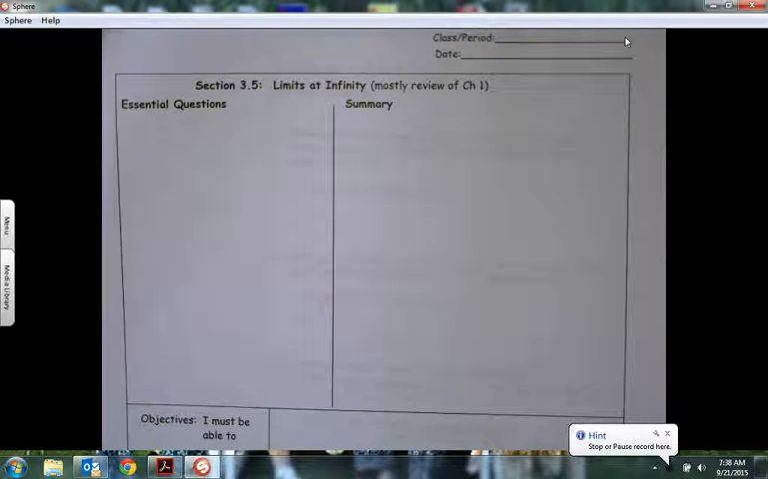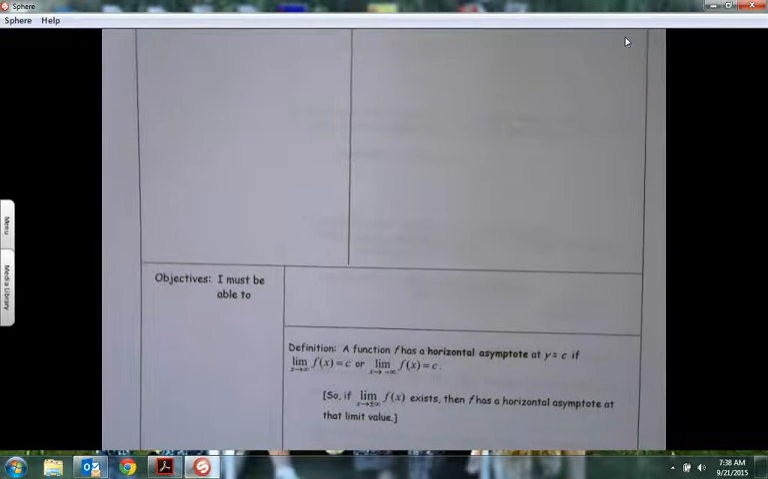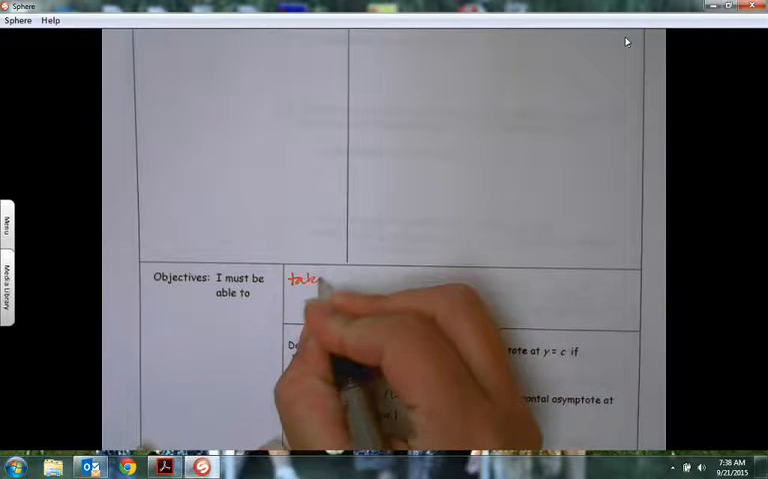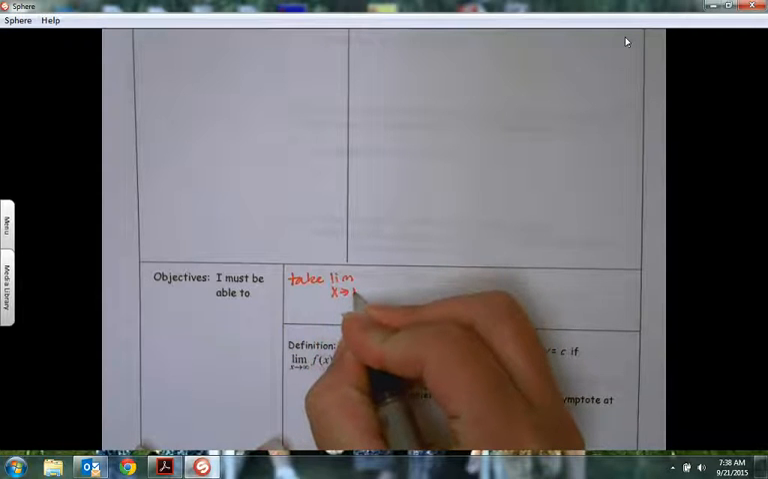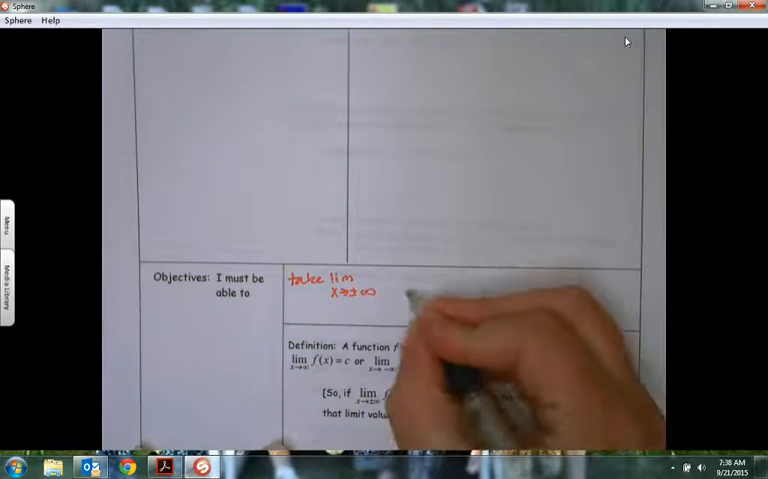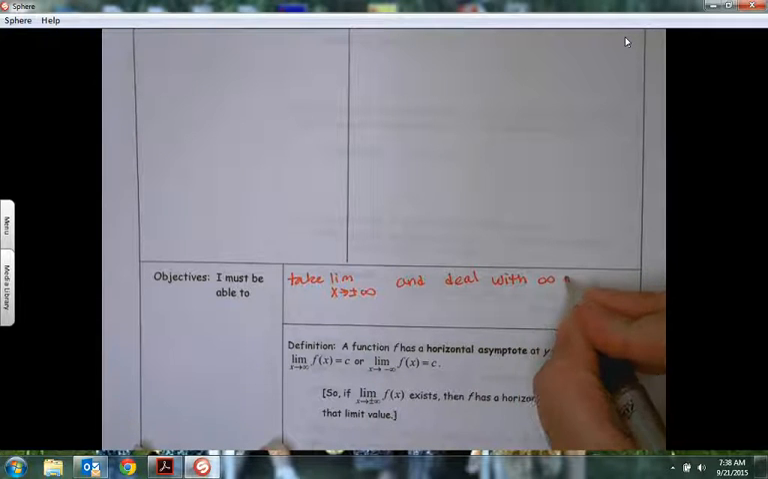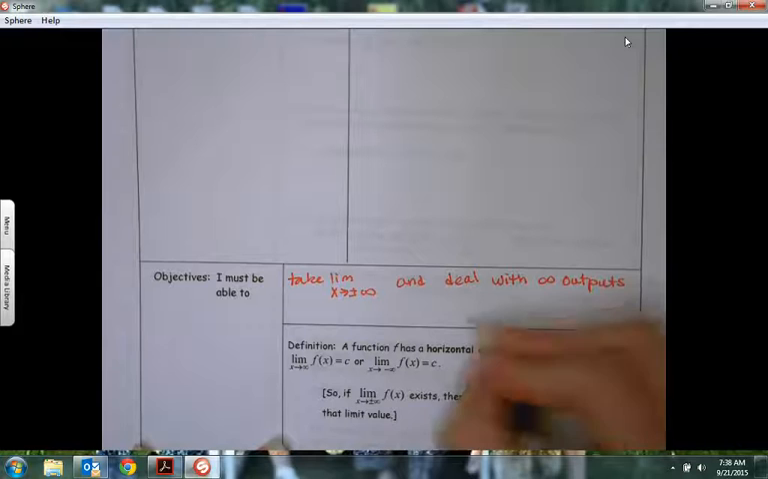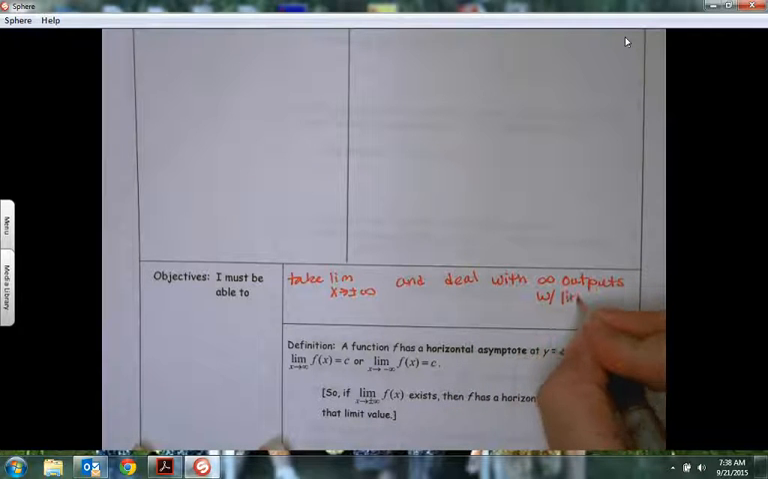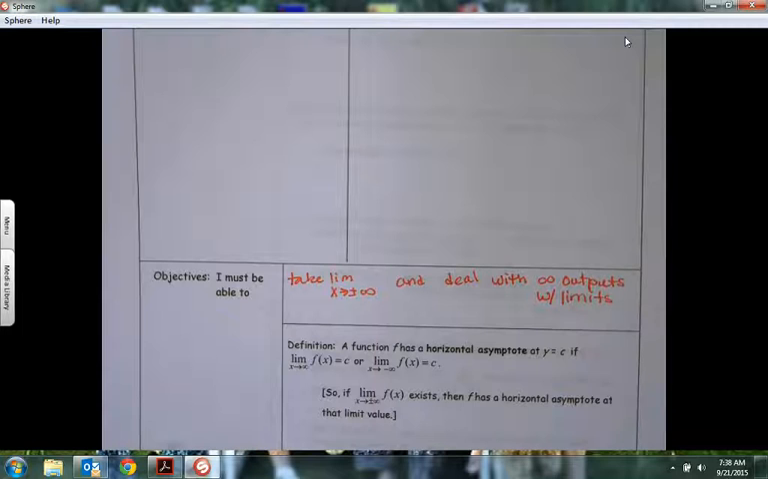Good morning, and today we are going to finish this unit. So we're going to do section 3.5, and this is limits at infinity. So basically we're going to take limits as x approaches plus or minus infinity, and we're going to deal with infinite outputs with limits. And we've done some of this, but today we're just going to take it a little bit further, and a lot of it will be review.